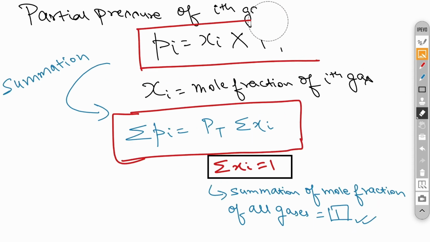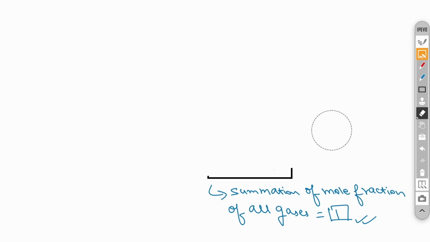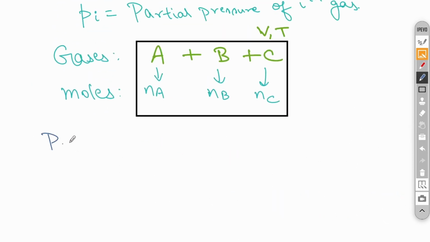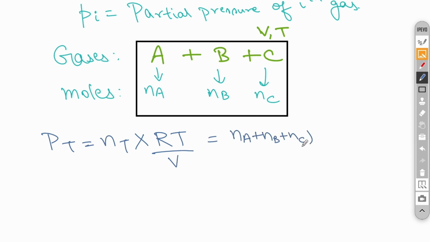Now we'll move further and talk about total pressure. We have already discussed partial pressure. Now we'll talk about total pressure. So the total pressure Pt is equal to total moles multiplied by RT divided by V, right? As per the ideal gas equation. Here the total moles is Na plus Nb plus Nc, multiplied by RT divided by V. This is the total pressure.